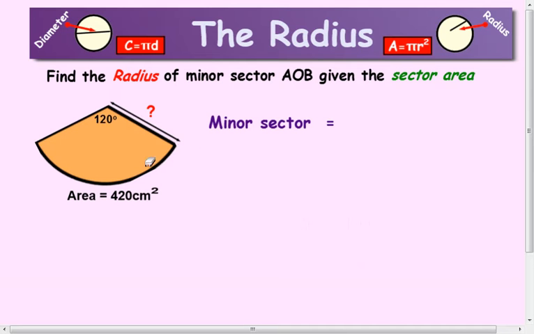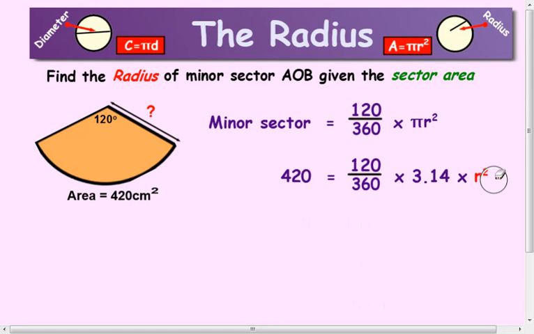So it's a minor sector, means it's smaller than 180 degrees, and again go to the formula for sectors. You're not given it, you just have to know it. It's a fraction of pi r squared, so 120 over 360 times pi r squared. Now the minor sector is 420, so we can fill that in. We know that pi is 3.14, so we can fill that in. We don't know what the radius is and we're trying to find it, so we're going to leave r squared alone at the moment.